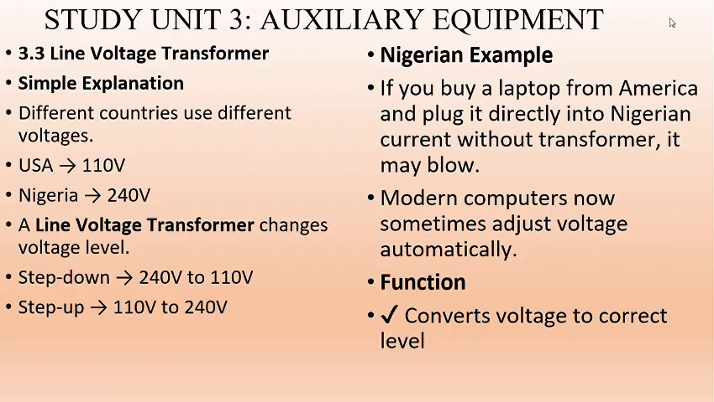So they help to stabilize, they regulate, and they step up and step down a voltage as the case may be. So let's give a Nigeria example of this. If you buy a laptop from America and you plug it directly into a Nigeria current without a transformer, it may blow. The reason is because the laptop you bought from America has been regulated to 110 volts. So if you plug it into Nigerian current, that is 240 volts, 240 is higher than 110, which means it's going to blow off your computer.